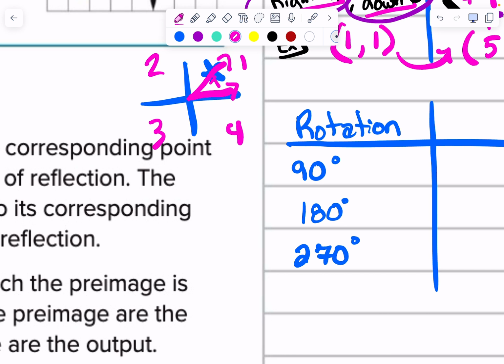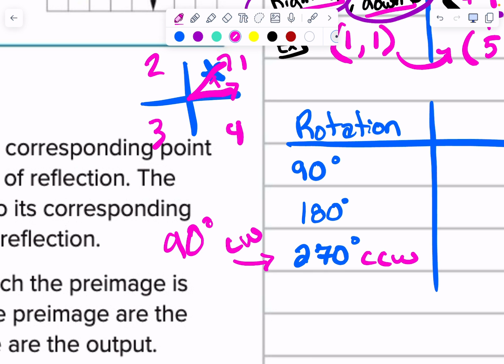Now, let's say they say 90 degrees clockwise, right? 90 degrees clockwise is the same thing as 270 counterclockwise. I'm going to write CCW for counterclockwise. Do we see how that works? 90 degrees clockwise is going to put us in the fourth quadrant, and 270 counterclockwise also puts us in the fourth quadrant. Does that make sense?